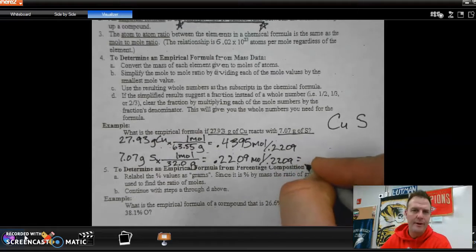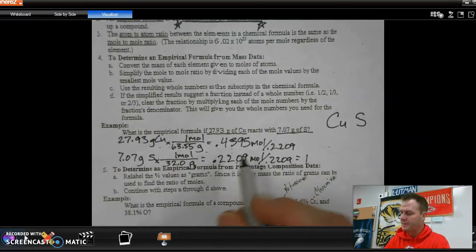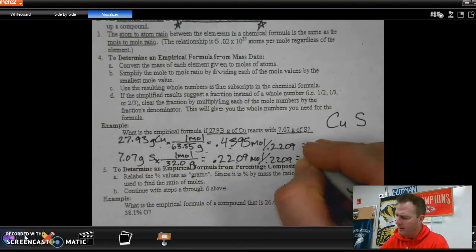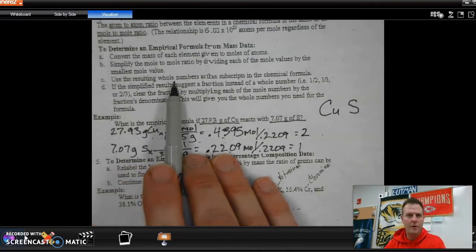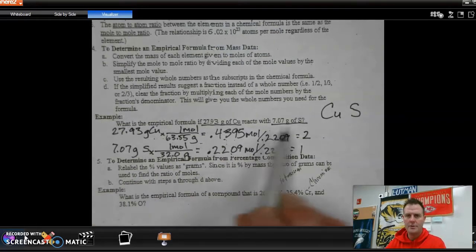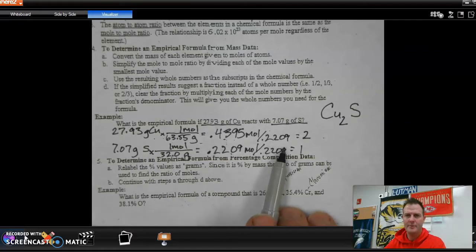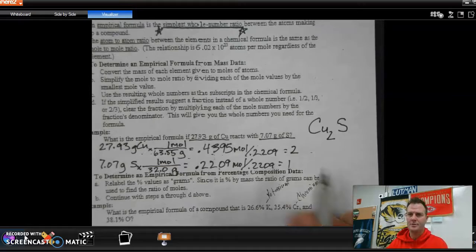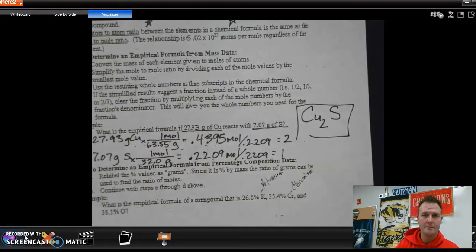Well, you know what this one is. 0.2209 divided by itself. That's right, it's 1. And look at this, 0.4395, that looks like double, so that's going to be a 2. So, use the resulting whole numbers as the subscripts of the chemical formula. So look at this. Cu now has a subscript of 2. S has a subscript of 1. But remember, we don't write ones. We're just going to leave it as an S. So the empirical formula for this one is Cu2S.